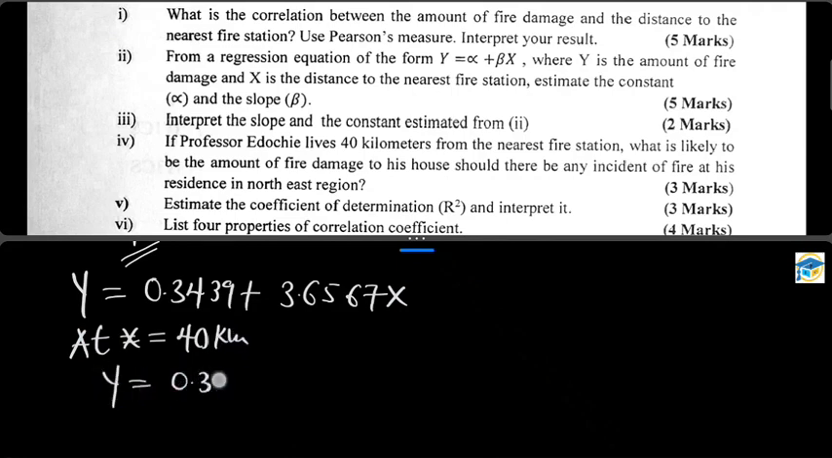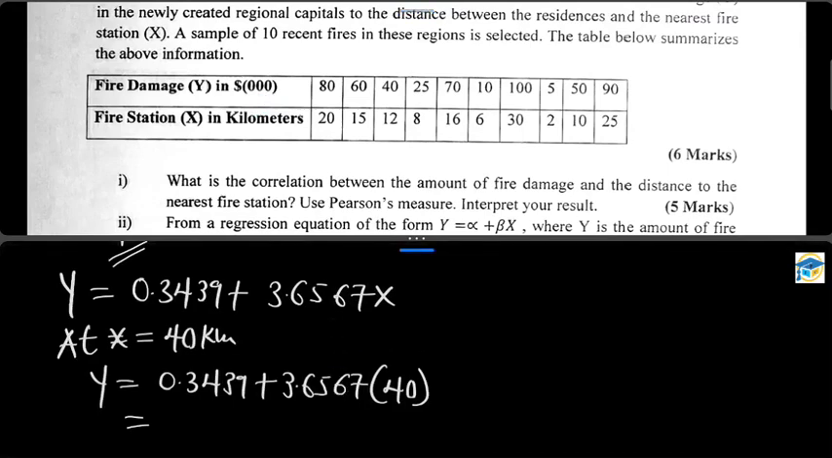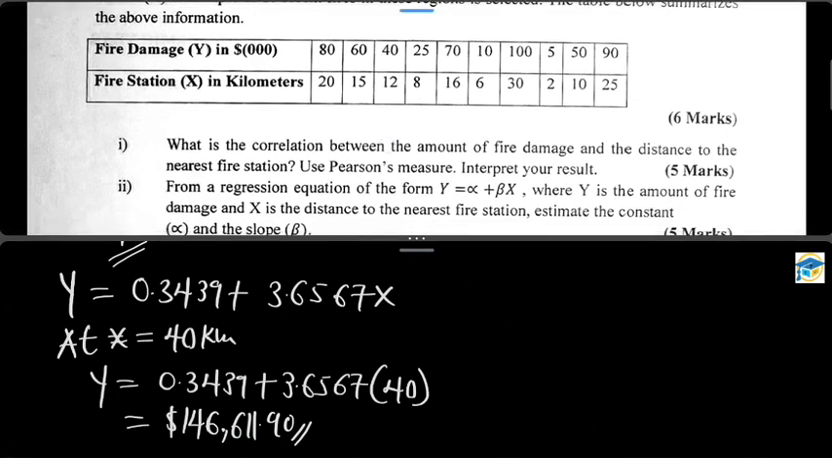So the value of y is going to be 0.3439 plus 3.6567, and then wherever you see x, substitute 40 there. So at the end of the day, per your calculation, because we are dealing with dollars and in thousands, you should be able to arrive at a total of 146,611.90. So this is going to be the amount of fire damage that will be caused when Professor Edochie lives a distance from his residence to the fire station of 40 kilometers. This is the amount of fire damage that it will cost him for the fire service personnel to come and rescue him or her, right? So that is what we are talking about in this particular case.